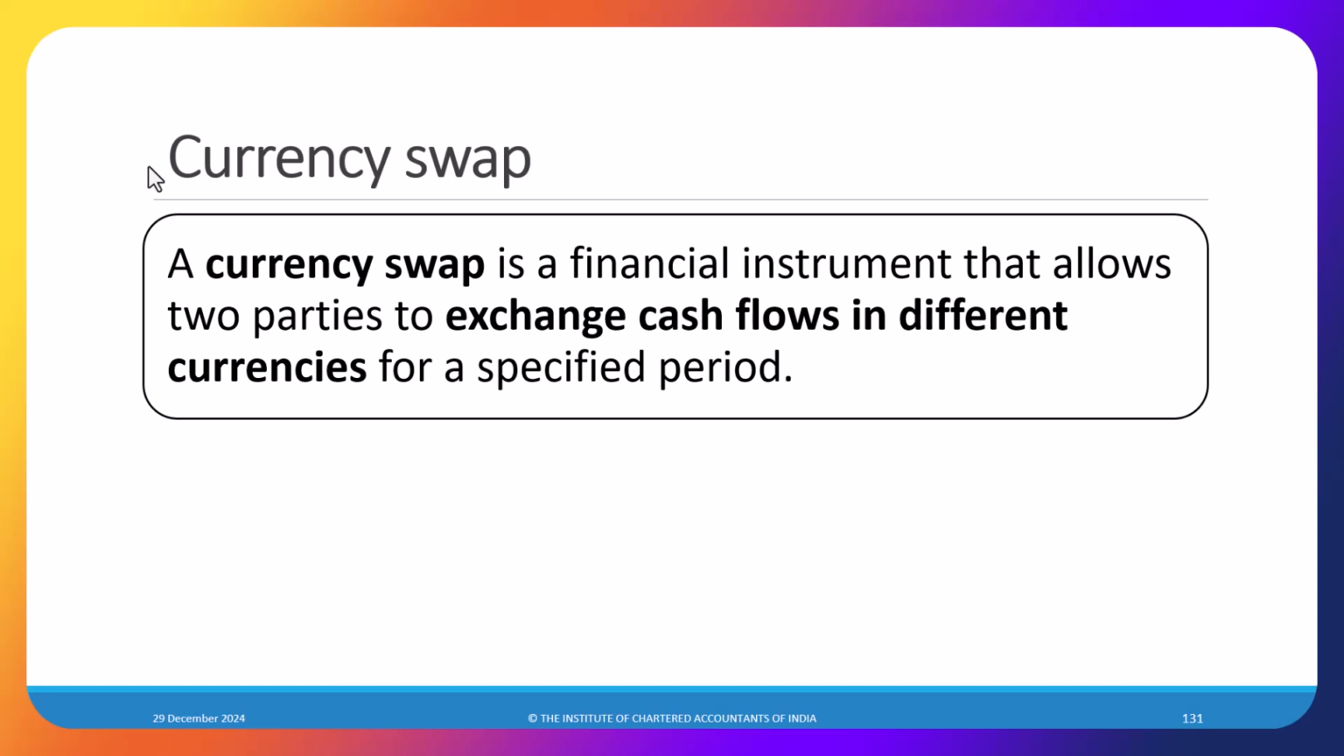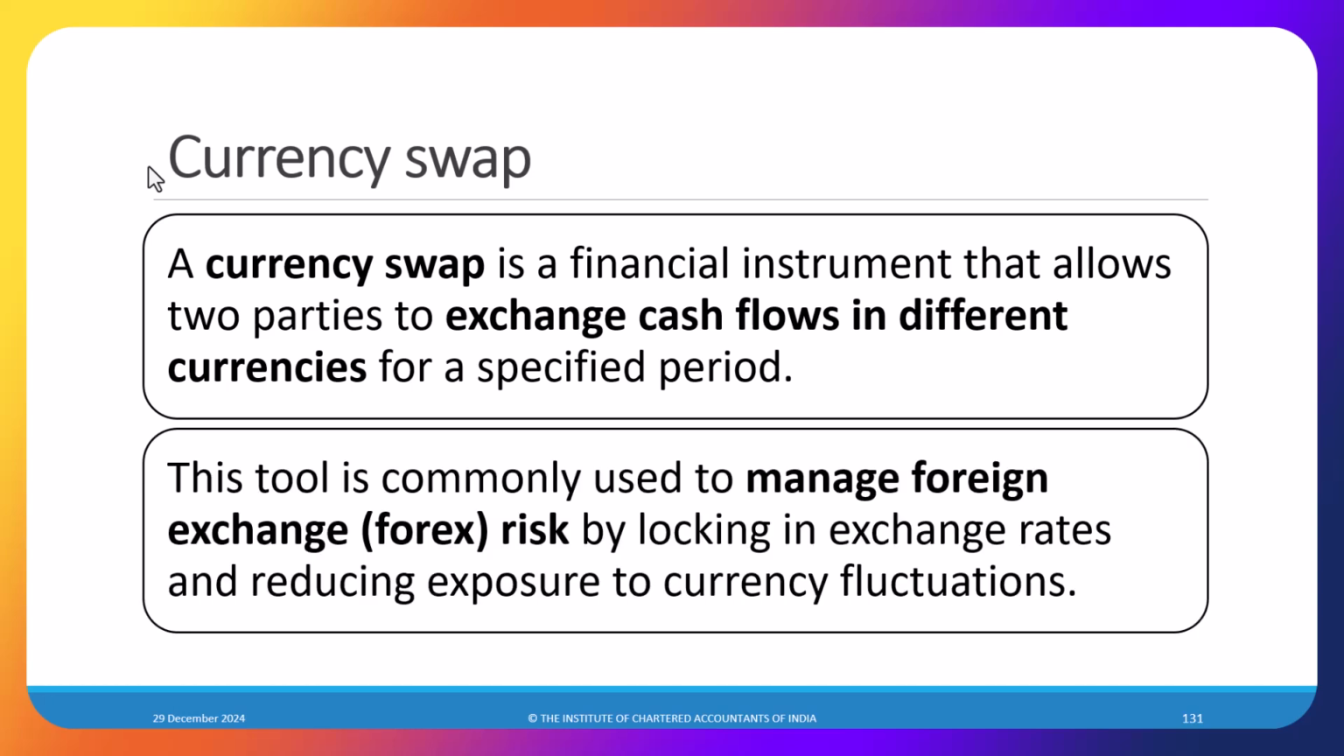Okay. Now you can ask questions in between if you don't follow this. A currency swap is a financial instrument that allows two parties to exchange cash flows in different currencies for a specific period. It's like a series of forward contracts, which is called the currency swap. This tool is commonly used to manage foreign currency forex risk by locking the exchange rates and reducing the exposure to currency fluctuations. Okay. I'll give you an example.